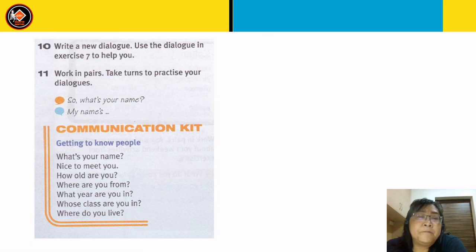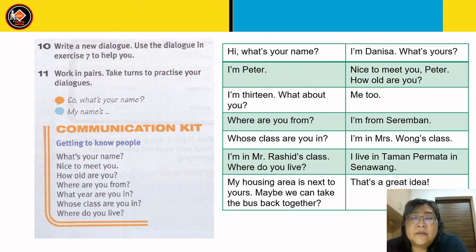Now write a new dialogue. Use the dialogue in exercise 7 to help you. Work in pairs. Take turns to practice your dialogues. For example, what's your name? My name is. Let's look at the communicative kit. Getting to know people. You can use sentences like, what's your name? Nice to meet you. How old are you? Where are you from? What year are you in? Whose class are you in? Where do you live? So here you can see the dialogue between Peter and Danisha. So you can write a new dialogue.